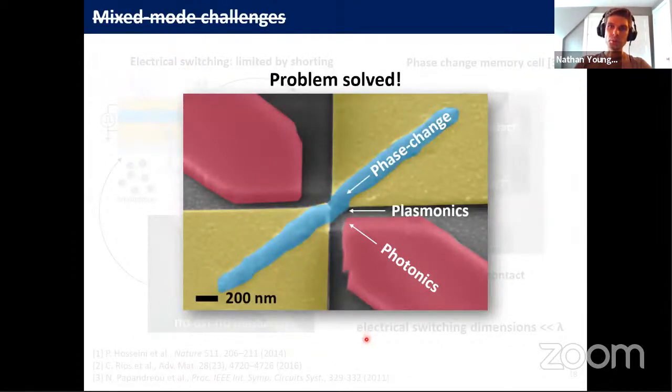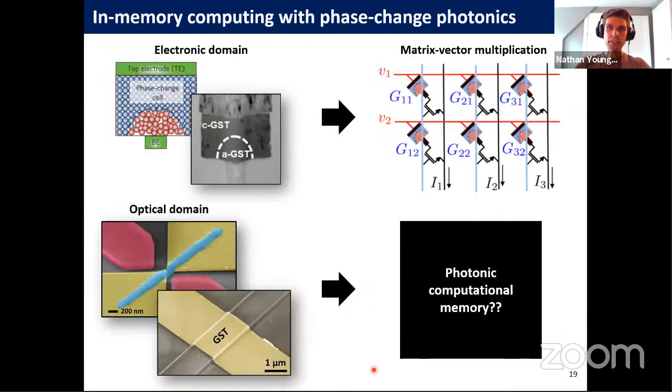So by combining multiple fields and strategies, we've essentially solved the mixed mode problem for multi-level memory applications. This device also allows us to directly compute the relative merits of optical and electrical phase change memory, such as switching efficiency, drift, endurance, and multi-level density, all in the same physical device. Now, in the last part of my talk, I'd like to briefly introduce an exciting application for these mixed mode devices, which we call photonic in-memory computing.